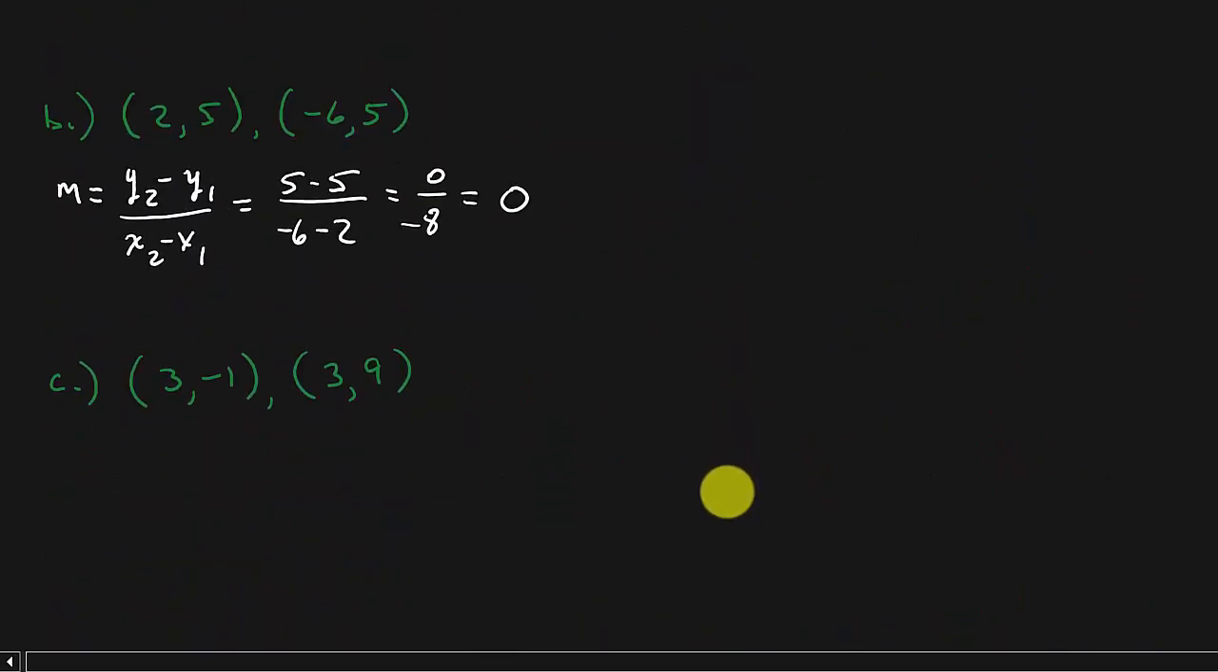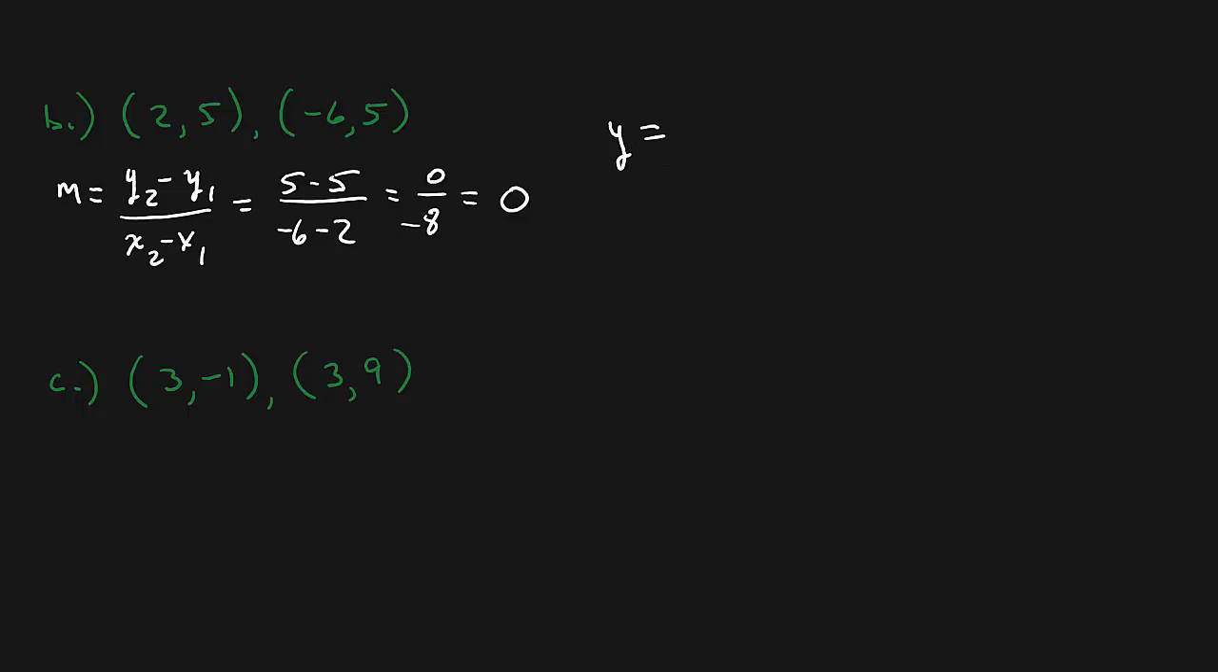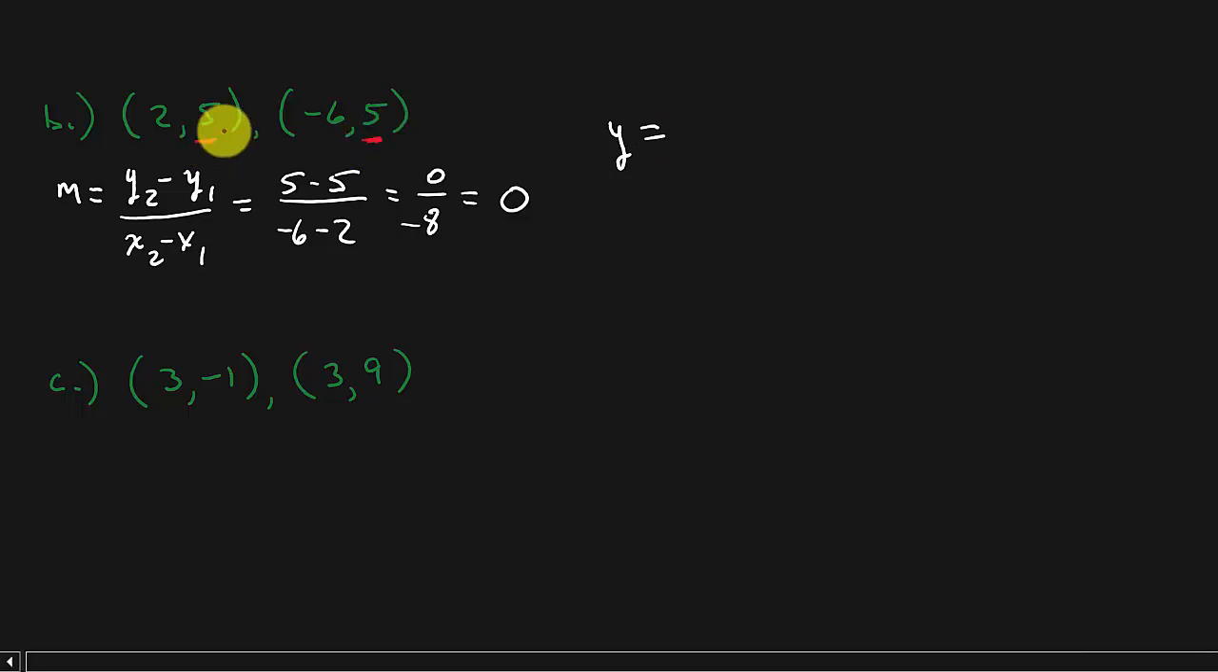All right, so we got a slope of 0. If you remember earlier, I told you if you have a slope of 0, that is a horizontal line. If you have a horizontal line, the equation is y equals. That's the equation of a horizontal line. Y equals. And what is y? It's 5. And so there's the equation of your line.